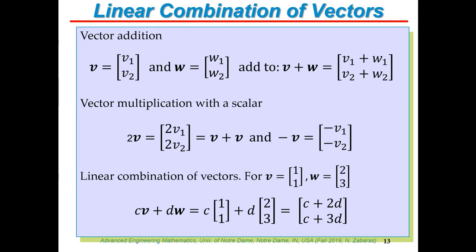And so the linear combination of c times v plus d times w is, as you see here, a vector that has the corresponding components of v and w, but multiplied with the scalars c and d. So c plus 2d and c plus 3d. This ability to take combinations of vectors is fundamental to this course in many, many different ways. So please get familiar with this so we don't have any questions as we move forward.